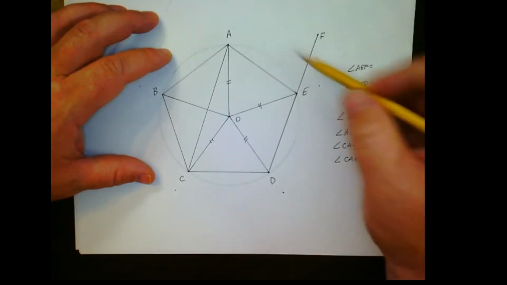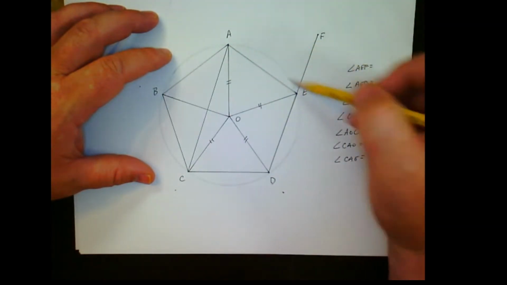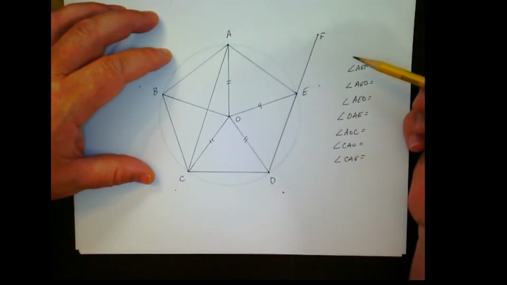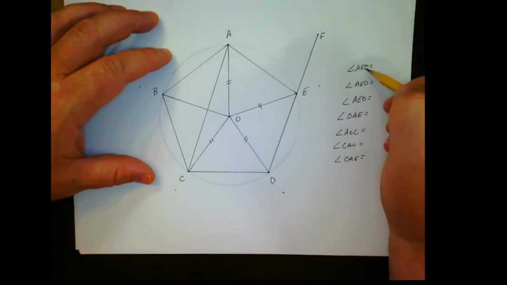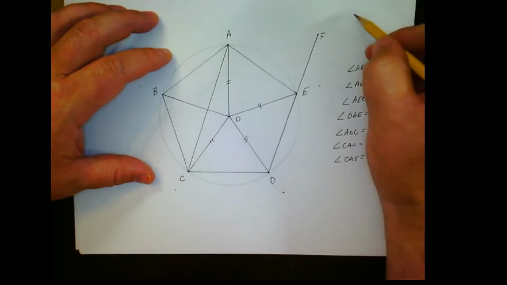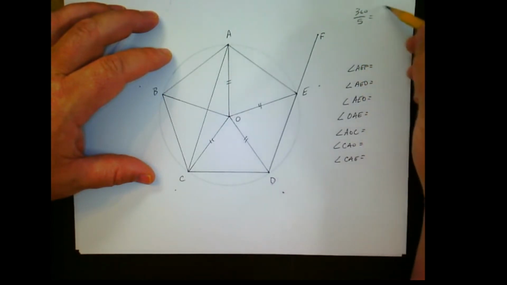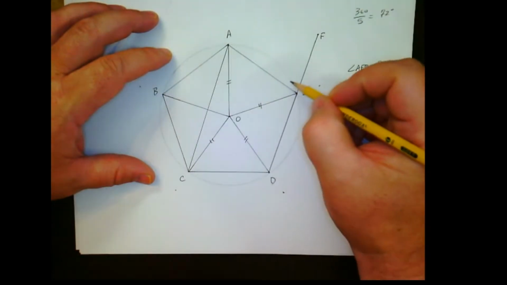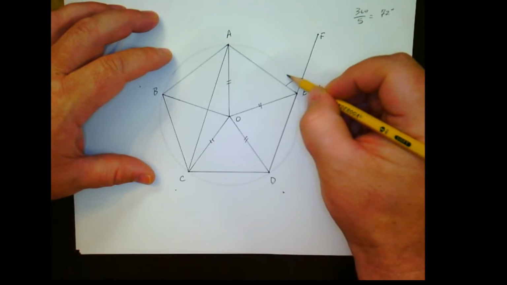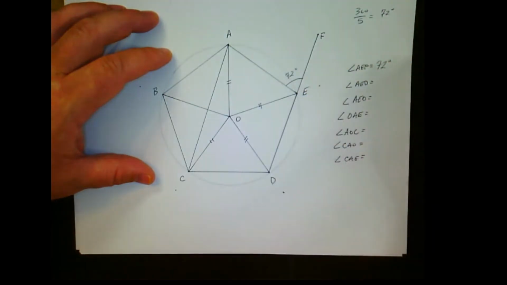So the first thing I think you need to determine before you can figure out what this angle is, you have to understand what it is. This is an exterior angle, right? So the sum of exterior angles is 360 degrees. 360 degrees divided by 5. That's going to be 72 degrees. So this is a 72 degree angle. So this angle right here, 72 degrees.